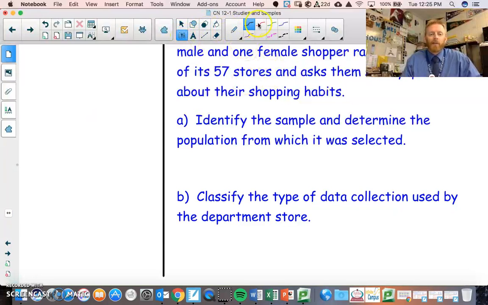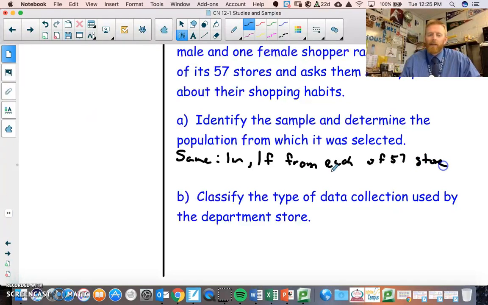So the sample is going to be the one male and one female person from each of the 57 stores. And then our population is just going to be all people who shop at those 57 stores. It would be all people who shop. So that's all of the people who they could have potentially selected.